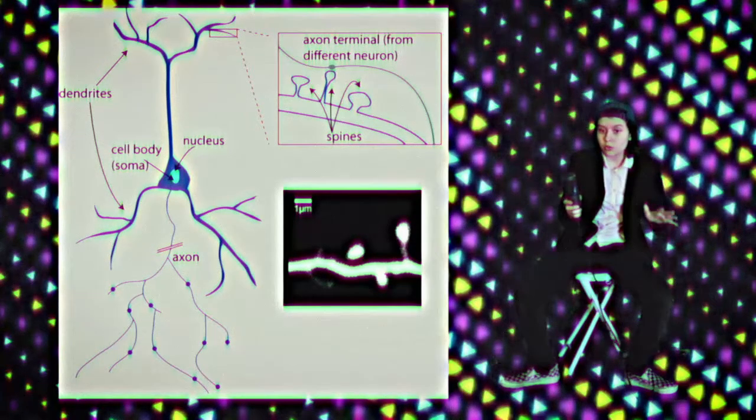And if we take a closer look at the dendrite, we can see these tiny little things called spines. These things are basically the contact site on the dendrite, which makes communication possible.